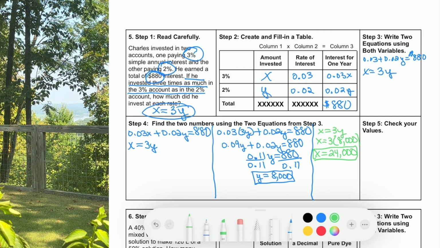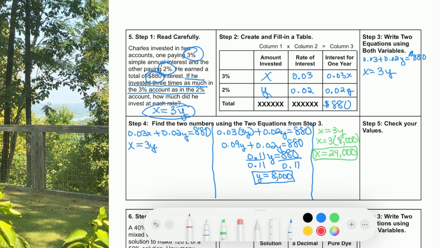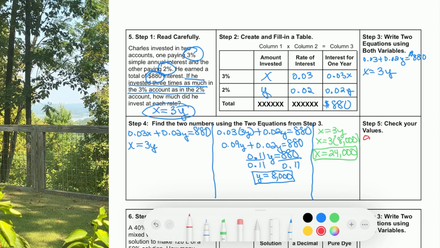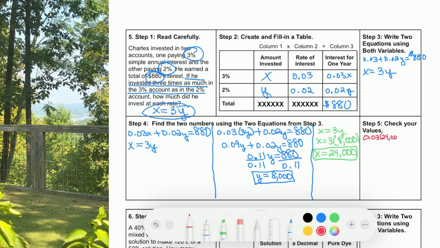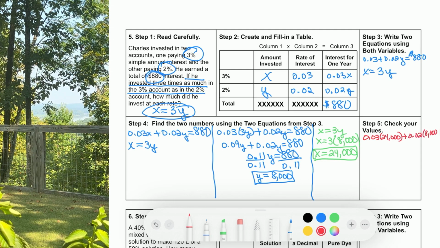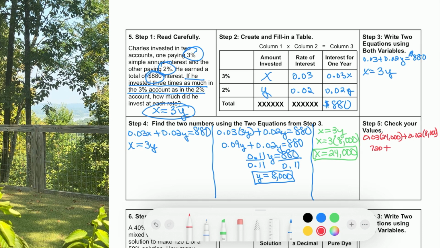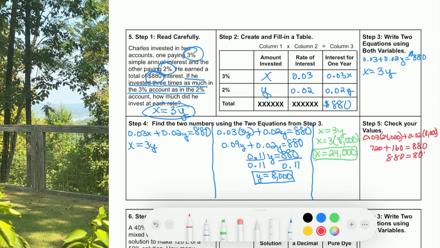We're going to take those values, plug them back into one of the equations to figure out if those are the true values, if I want to use proper grammar. 0.03 times 24,000 plus 0.02 times 8,000, and that should equal the 880. So let's see here. 0.03 times 24,000 gives us 720. 0.02 times 8,000 gives us 160. And like I said, that should equal 880. When we add those together, we do get 880. So they do, in fact, equal each other, and we're good.